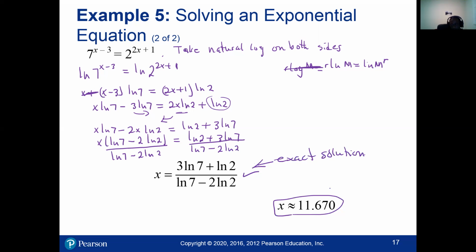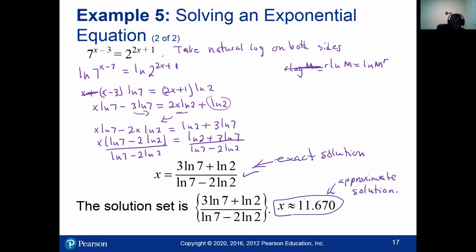And that is the approximate solution. Okay, all right, so what's my solution set? That is it. So whether you have it in terms of common logarithms or natural logs, you get the same answers if you evaluate them. All right, good.